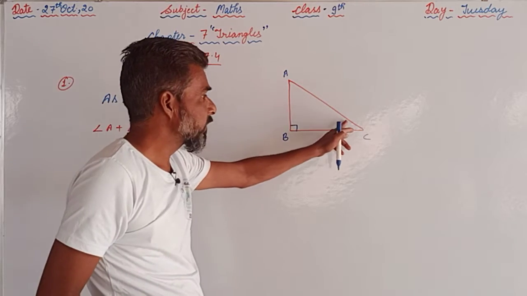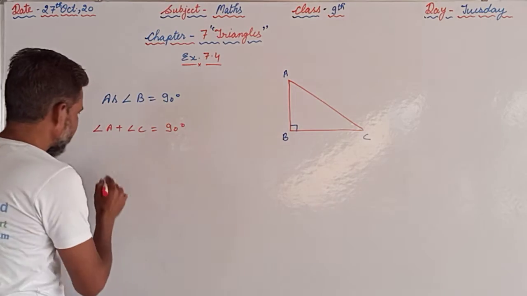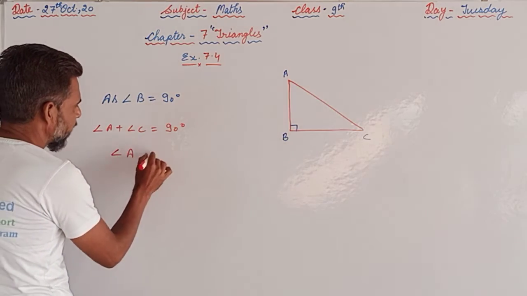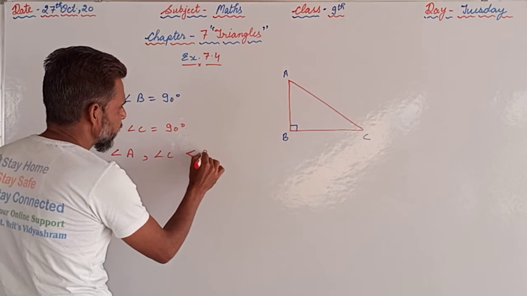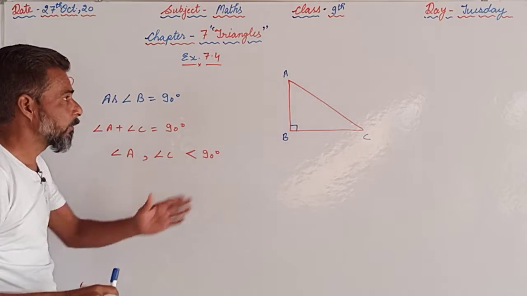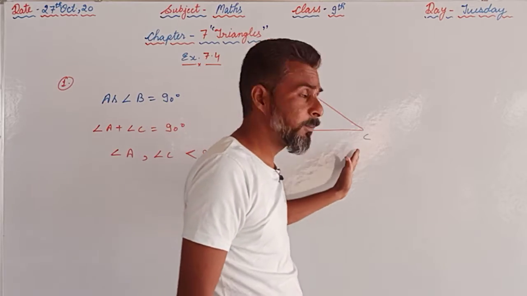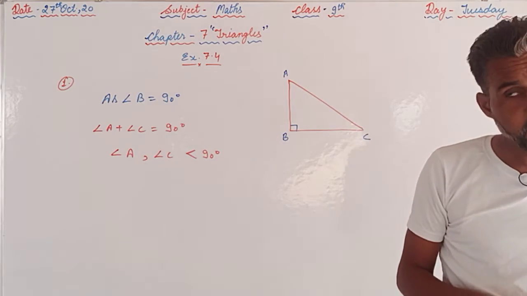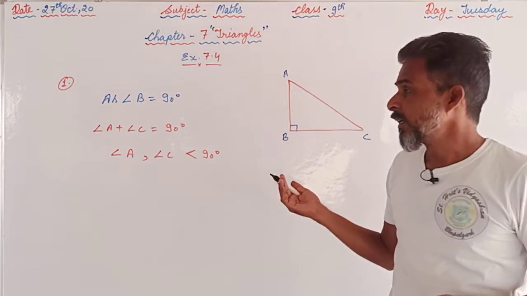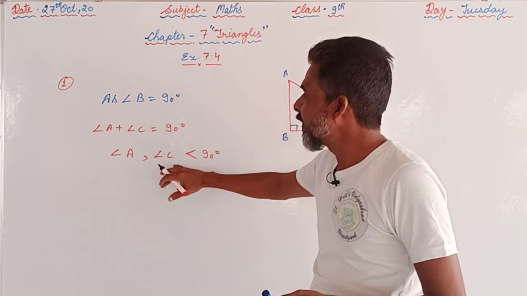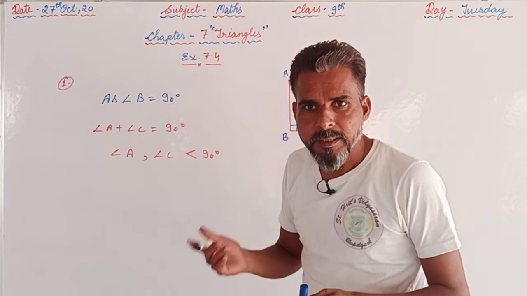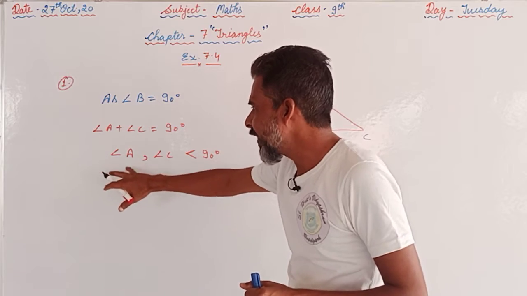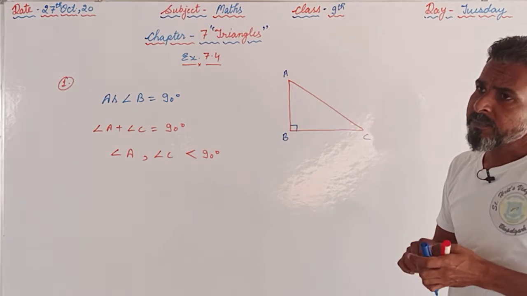The sum of angle A and angle C will be 90, means angle A and angle C will be less than 90 degree. Now angle A will also be less than 90 degree, and angle C will also be less than 90 degree. Why? Because their sum is 90. If angle C is 1 degree, then angle A will be 89 degree. Means the measurement of angle A as well as angle C will be less than 90 degree.